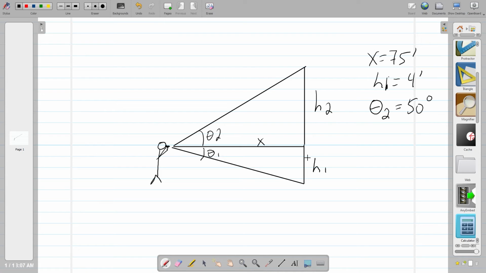So we have X is 75. Let's go ahead and replace this X with 75, and H1, we'll replace that with 4. Theta 2, we'll replace that with 50 degrees. So I have opposite over adjacent again. We're doing a bunch of tangent here.